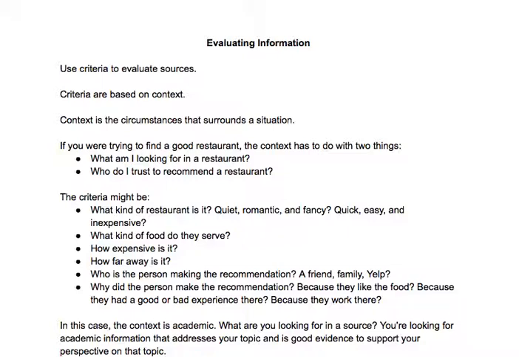The criteria might be, what kind of restaurant is it? Quiet, romantic, and fancy? Quick, easy, and inexpensive? What kind of food do they serve? How expensive is it? How far away is it?